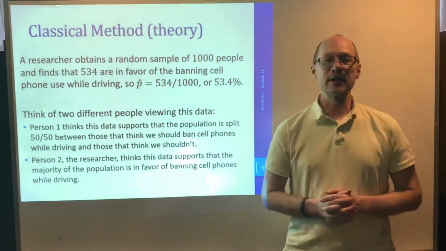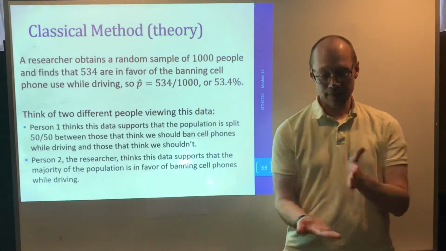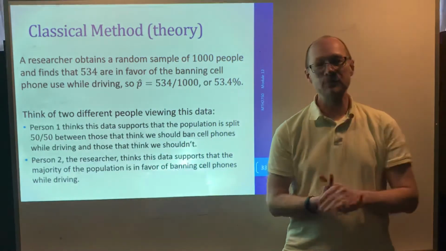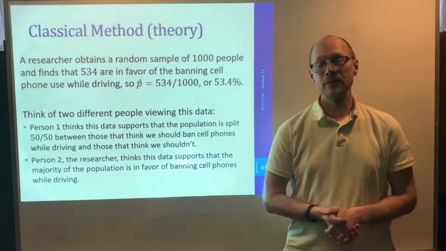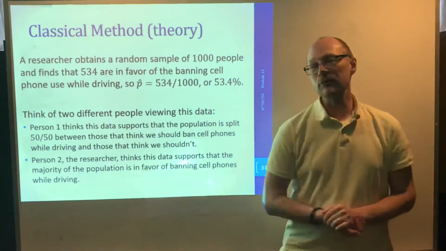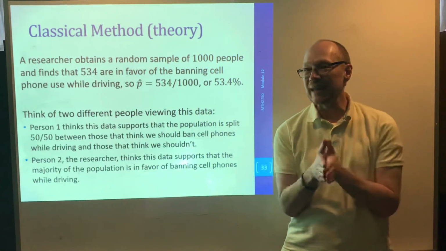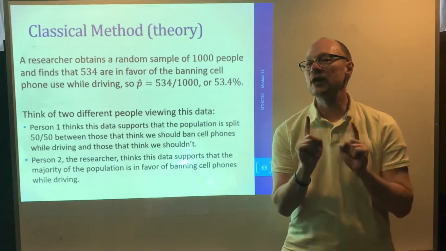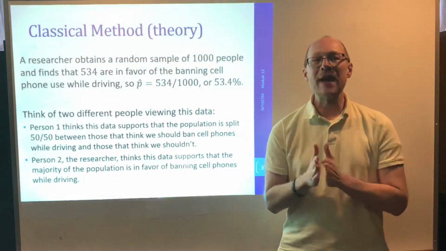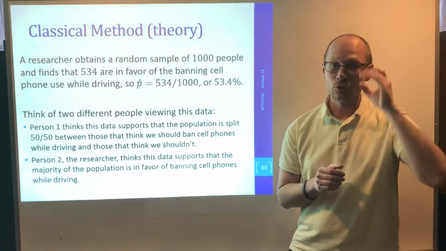So now consider the following two people. The first person says, you know what? That seems to show that we're split 50-50. 50% of the population thinks we should ban and 50% think we shouldn't. While the second person says, even though 53.4 is close to 50 and very well could be the same as 50, I think there's enough statistically significant evidence here to say that more than 50% think we should ban cell phones while driving, right?